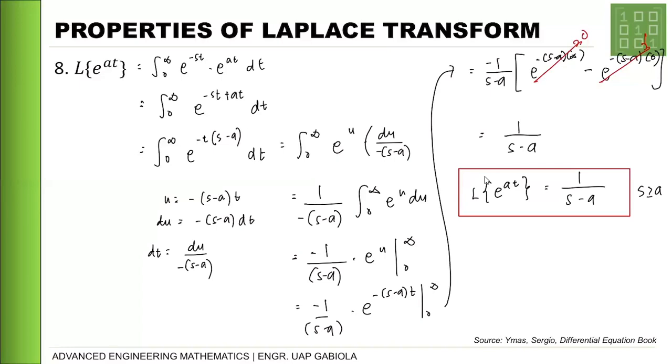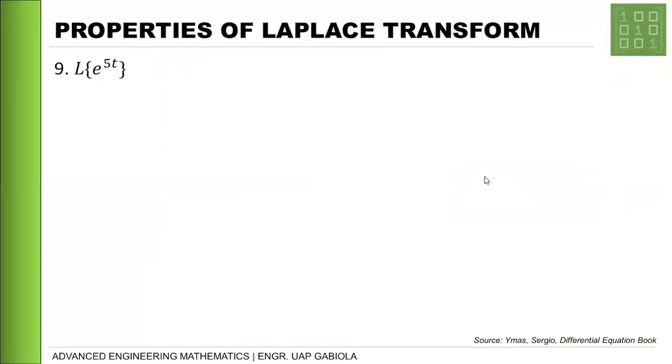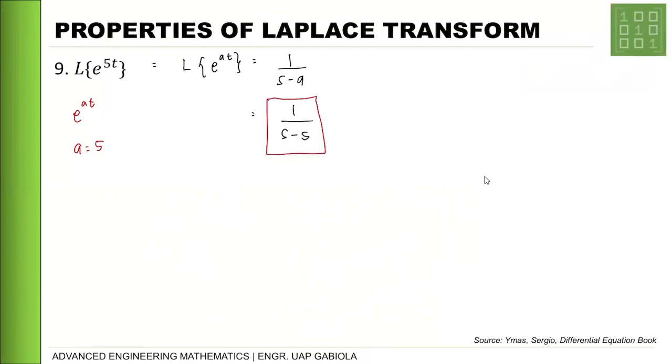So ibig sabihin, kapag ganyan yung equation natin, may given tayong L{e^(5t)}. So this is kung ano natin yung form natin na e^(at). So ibig sabihin, a natin is equals to 5. Okay? So alam natin ito will be equal sa L{e^(at)} na ang solution is 1 over (s minus a). So 1 over (s minus 5). So this is our answer for that question.